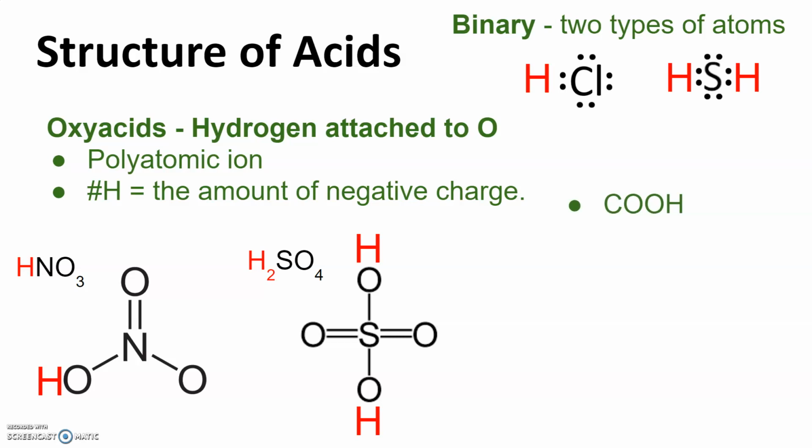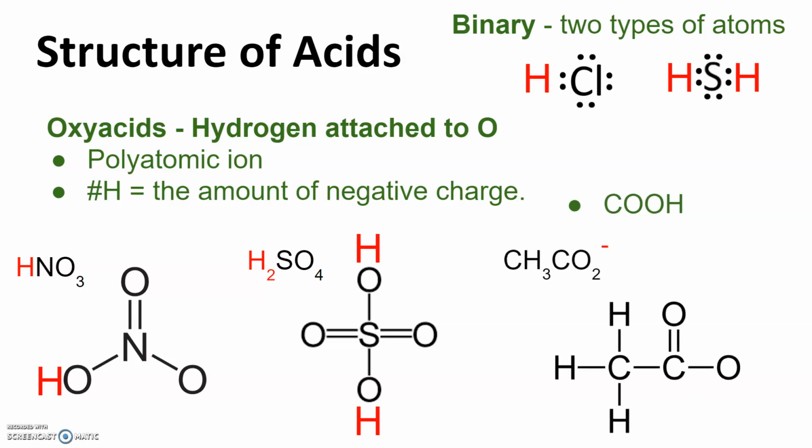Another example of a polyatomic ion is this COO or carboxylic acid, and here would be acetate, which is our polyatomic ion, and notice it has a -1 charge. So in order to convert it to an acid, we need 1 hydrogen.